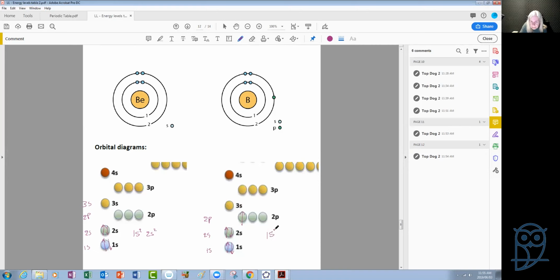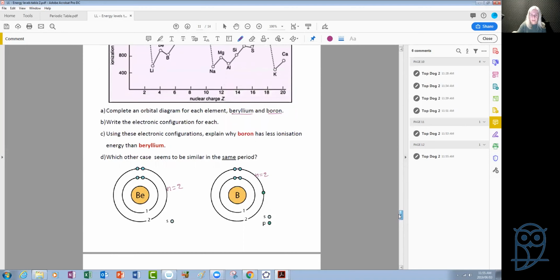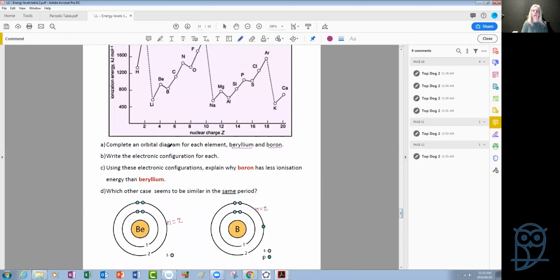And how can we write this in this form? 1s with 2 electrons complete, then the 2s is also completed with 2 electrons, then we go to the 2p level and there is only 1 electron. Here is for boron and this is for beryllium. 2 different forms of showing the electron configuration of the 2. And okay, so these are the orbital diagrams that we're asked to complete. We've done it. Complete an orbital diagram for each element, beryllium and boron.